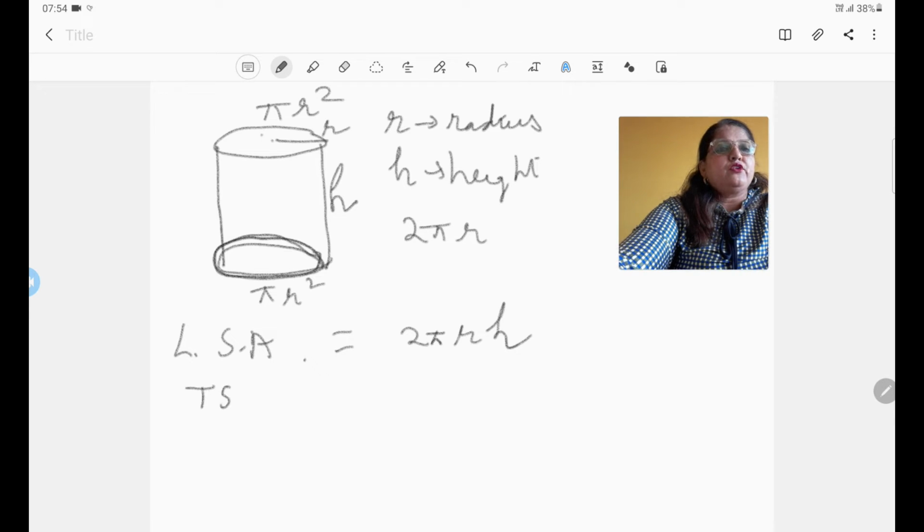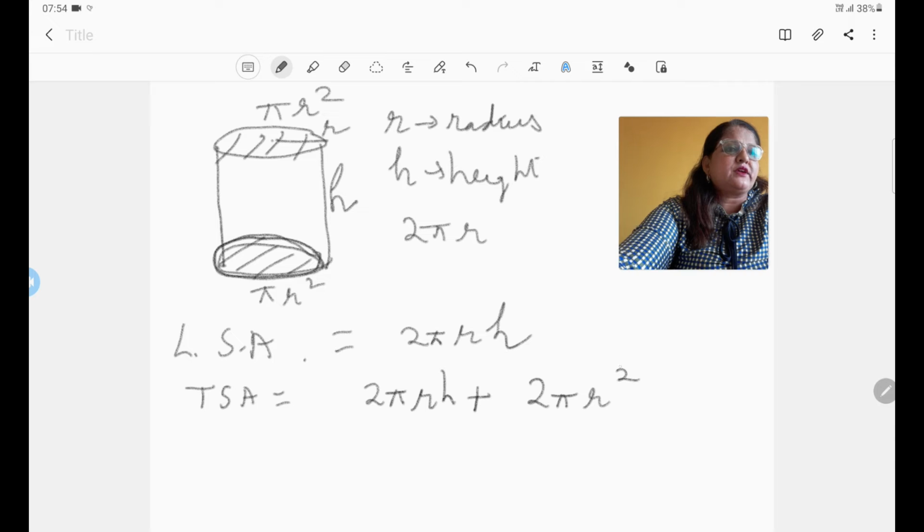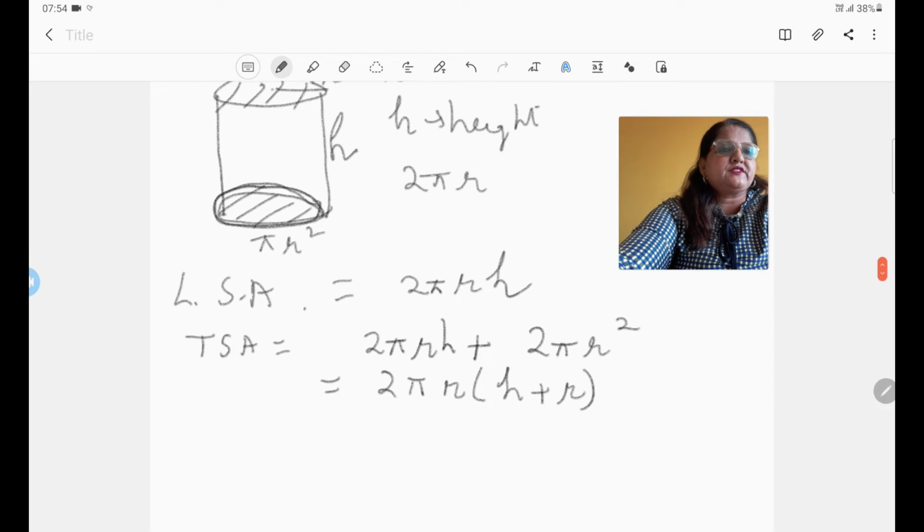But if we want to figure out the total surface area, you have to add up the areas of these 2 circles also, which are there at the top and the bottom. So 2 pi r h, the lateral surface area, plus 2 pi r square. So we take 2 pi r common, and we get h plus r. That's the formula for total surface area.